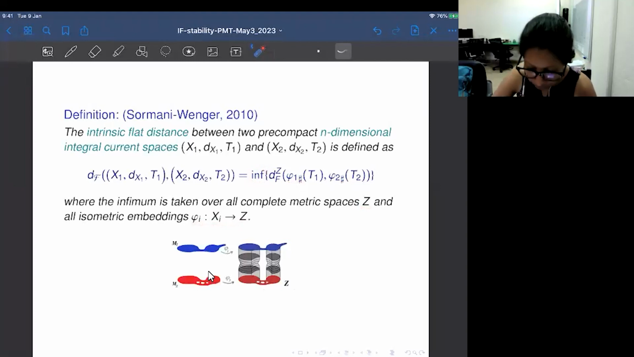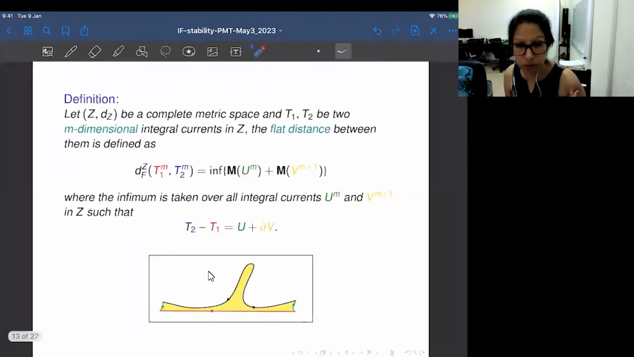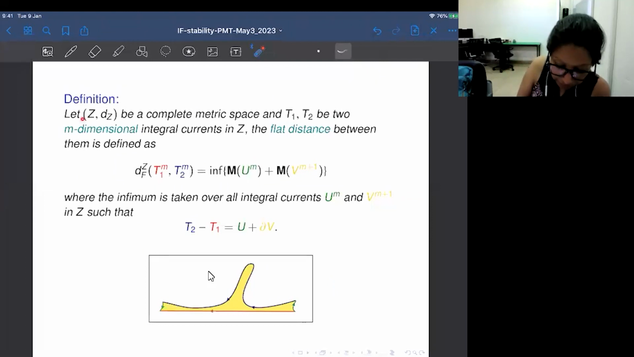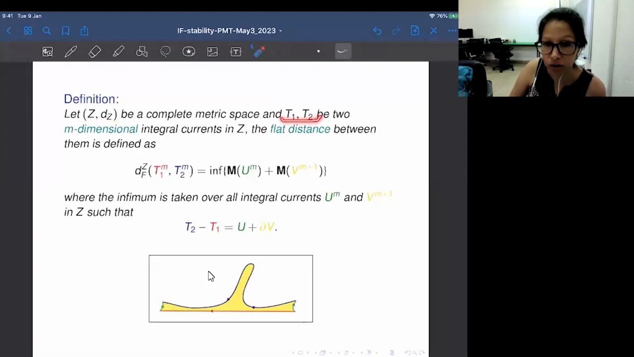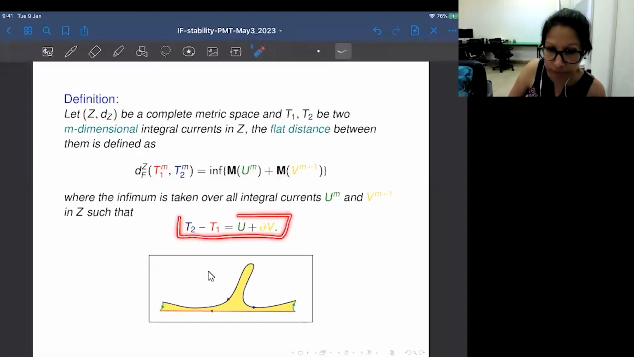And the only thing that now I need to define is what this distance means. So the flat distance is as follows. Now we are in a fixed space Z, and here we have two currents. Given these two currents of the same dimension, so they have dimension m, we can calculate their distance by infimizing over the mass of U and the mass of V. And here U and V should be all possible currents such that we have this equality.